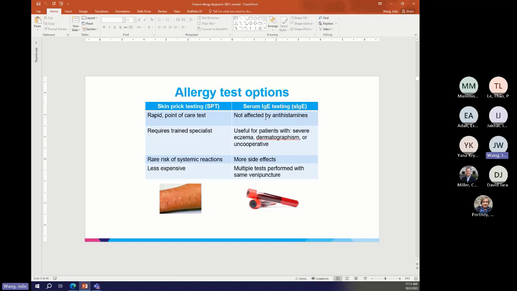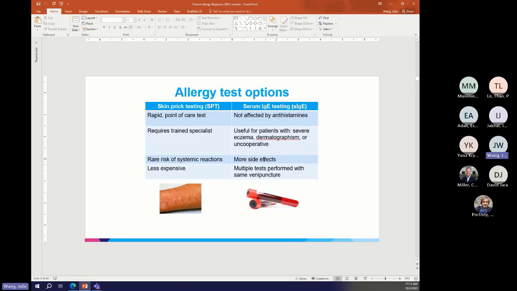Serum IgE testing is blood testing. What's nice about, or the benefit of this type of testing, is that it's not affected by antihistamines. So it doesn't matter what medications the patient was recently taking that day or the previous days. It's also useful for patients who have severe eczema or dermatographism, which would make interpretation of skin test results very challenging, or the very uncooperative child, because in general, drawing blood is done much quicker than placing, waiting for development, and reading skin test results.